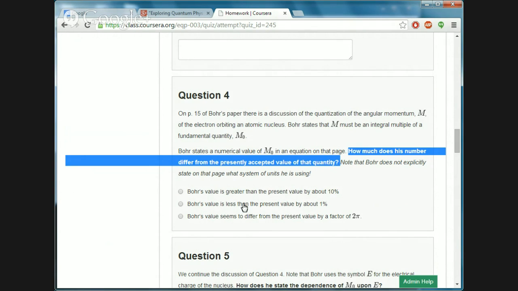Well, one of the students said that they spent 7 hours on this problem, and here are the 3 choices. Bohr's value is greater than the present value by about 10%, less than the present value by about 1%, or seems to differ from the present value by a factor of 2 pi. That's a little joke about Planck's constant versus h over 2 pi. And this person who worked on it for 7 hours said, none of those answers is right. Bohr's answer is wrong by 7 orders of magnitude.